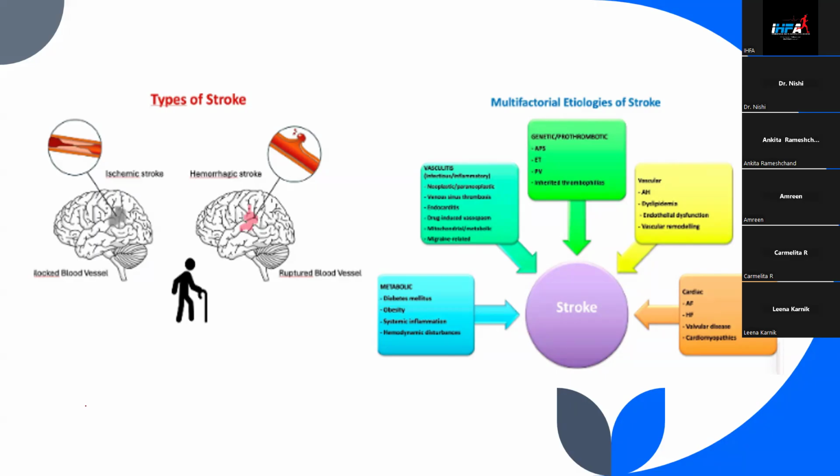So, if there is any inflammation of the blood vessels, the vessels are not working properly, and that can also lead to stroke. So, stroke is multifactorial. It is very important for us to understand what the origin of the stroke is, where the stroke is coming from, and treat the underlying root problem.